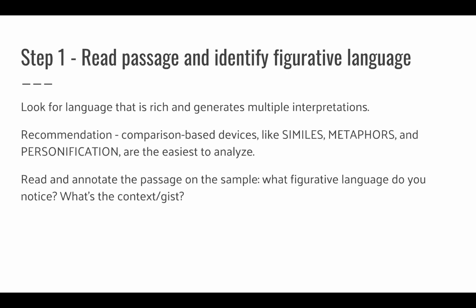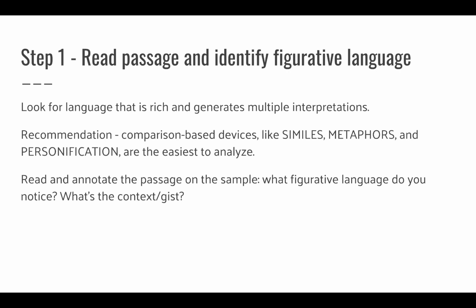Step 1 on your benchmark and on your practice is to read the passage and identify figurative language. As you look, you want to be looking for language that is rich and generates multiple interpretations. That's lots of things that overlap in that center of the Venn diagram, not something like her hands were cold as ice, that only helps you figure out one thing, that her hands were cold.